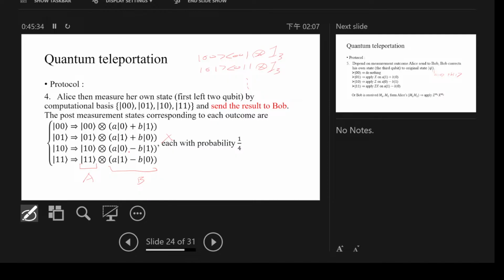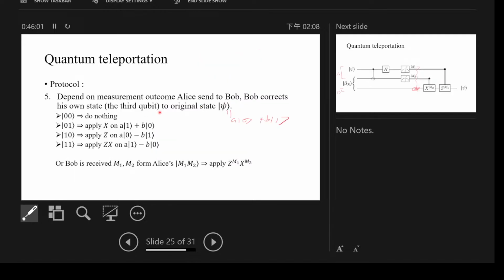If Bob has A0 minus B1, then Bob can apply a Z gate. The Z gate puts a minus sign on this 1 here, so A0 minus B1 goes back to A0 plus B1. And finally, if Bob gets this last state, then Bob can do, I think, X first, then Z. Then he will flip this back. This is exactly what Bob does.